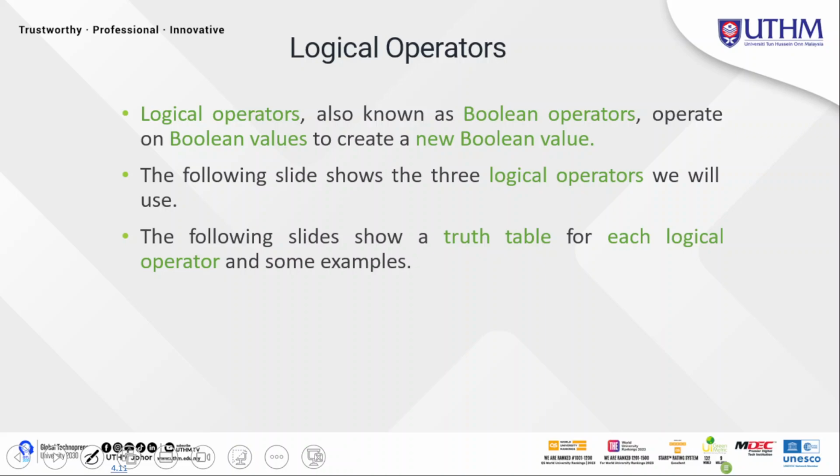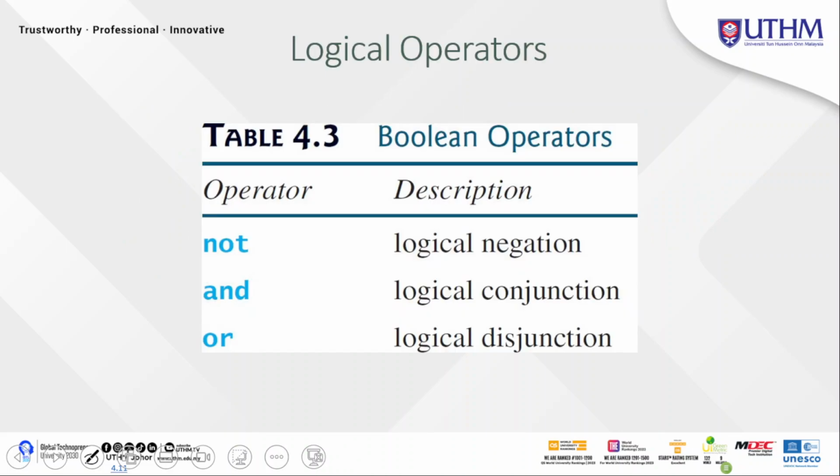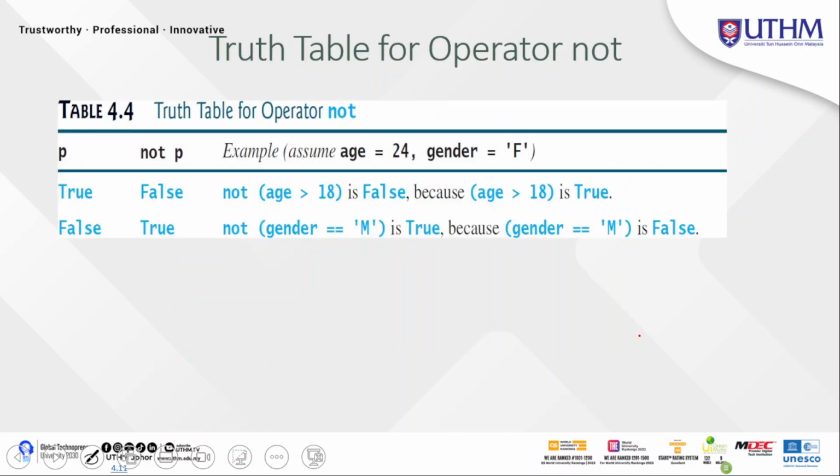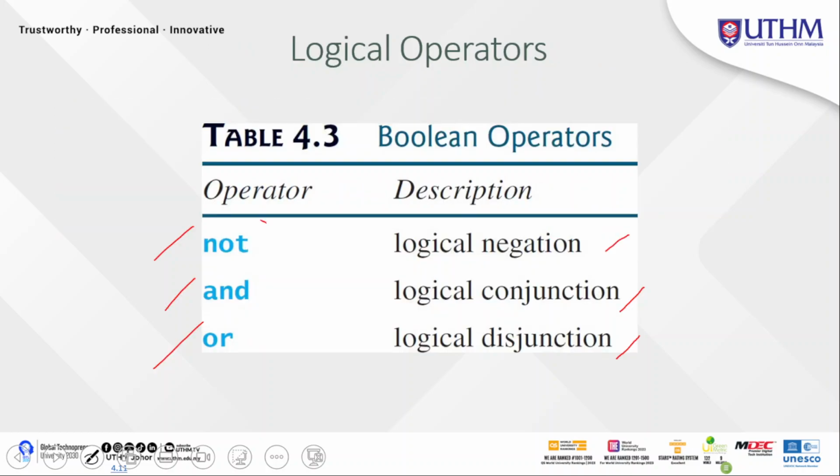You can use logical operators to combine these conditions to form a compound Boolean expression. Logical operators are also known as Boolean operators. They operate on Boolean values to create a new Boolean value. The following slide shows the three logical operators we will use: not, and, or. Not means logical negation, and is logical conjunction, and or is logical disjunction. These are some basic descriptions. We only need to know the major part, the operators.